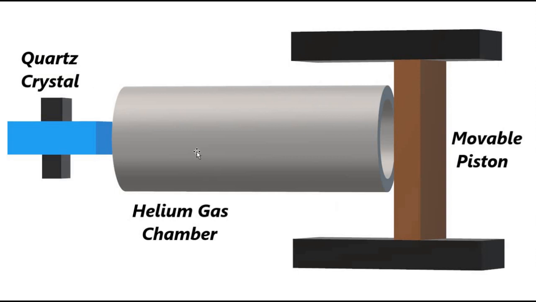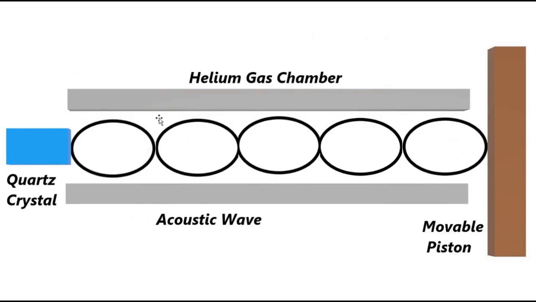Then we have the helium gas chamber, an inert gas, non-reactive, with stable electronic configuration, and on the other side of the gas chamber we have a movable piston arrangement. The principle is that when the sound wave is generated by the quartz crystal at resonant frequency, it strikes the movable piston. Because of the force generated by the sound wave, the piston moves a certain distance away from the gas chamber.